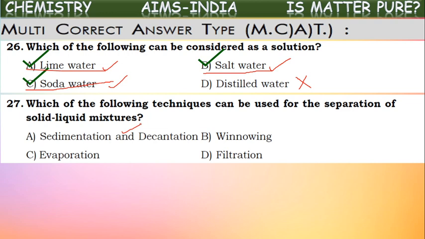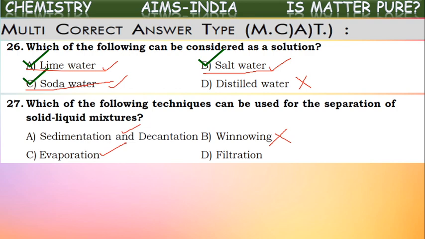Next one, winnowing. Generally, winnowing is used for separation of two solid substances, a mixture of solid substances. Out of them, one will be lighter in weight, the other will be heavy. So by winnowing, we separate solid mixtures, not solid liquid. What about evaporation? In evaporation, generally, we separate the soluble solid substance from a liquid. So in the evaporation process, a solid liquid mixture is separated. So it is also one of the techniques used for separation of solid liquid mixture.